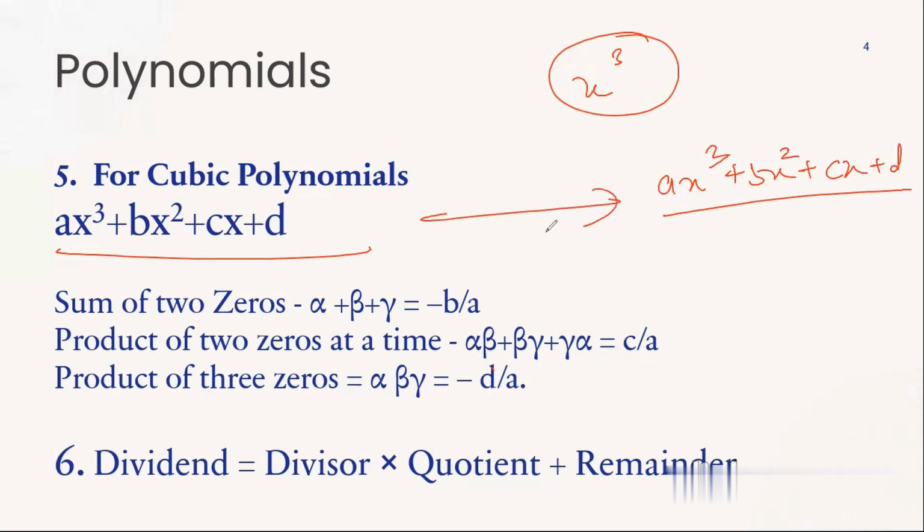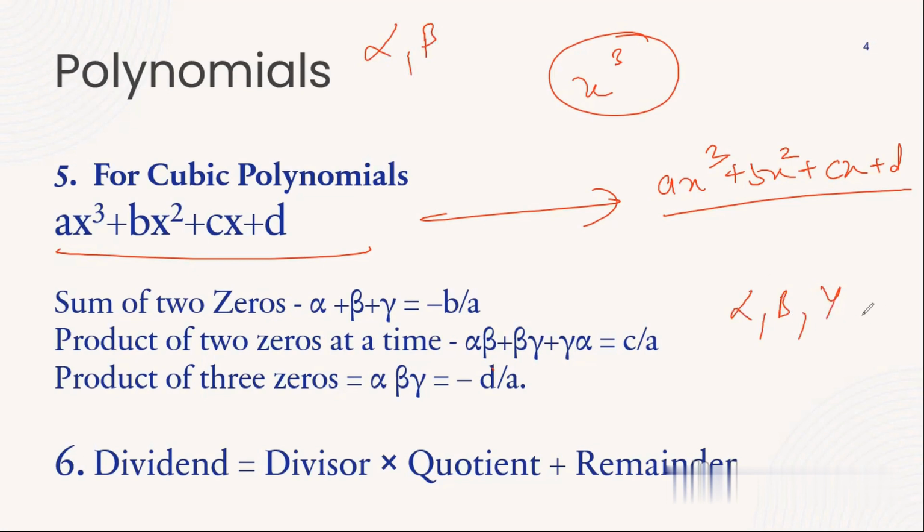Now same in the cubic polynomial, you have the sum of the zeros, you have the product of the zeros two at a time, and you have the product of the 3 zeros. First of all, understand the sum of the zeros. What does the sum of the zeros mean? In a quadratic polynomial, you have only 2 zeros. One is alpha, one is beta, because the highest degree is 2. So 2 zeros. If your highest degree is 3, then 3 zeros. That is alpha, beta, and gamma.